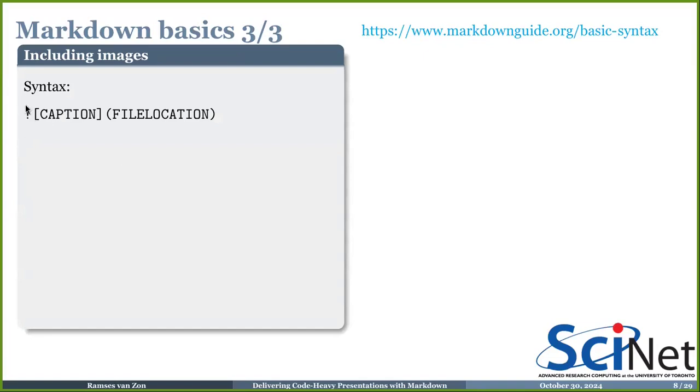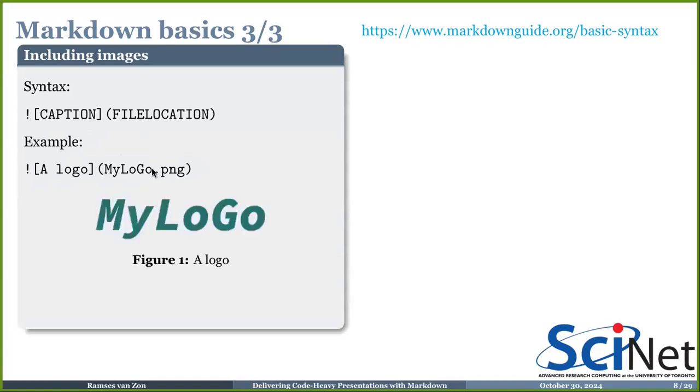So the syntax is exclamation mark, starts at a line, between square brackets, a caption that you might want, and then the file location. That can be relative to the location of your Markdown file. So this image will live outside of the Markdown file itself. For example, if I do exclamation mark, a logo, and then my logo.png, which is a file I have in the current directory, it will generate something like this once we're done.